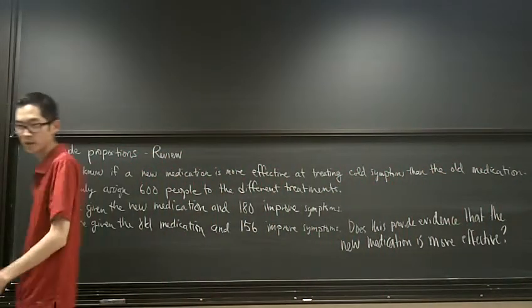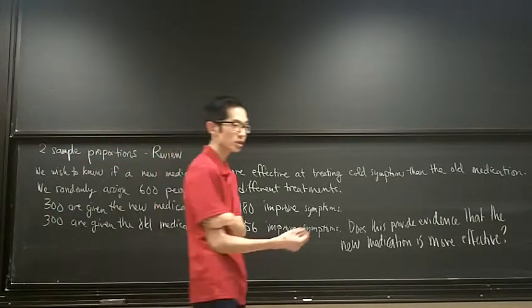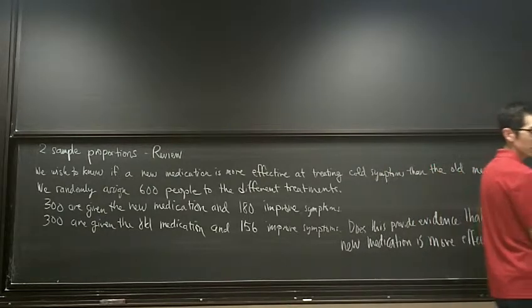The problem is written out. Is everyone able to read this? Yeah. That's good. So we have 600 people, and we randomly assign them. 300 are given the new medication, and 180 show improvement in their symptoms. Okay, and 300 people are given the old medication, and 156 show improvement in their symptoms. So, does this mean that the new medication is more effective than the old medication?